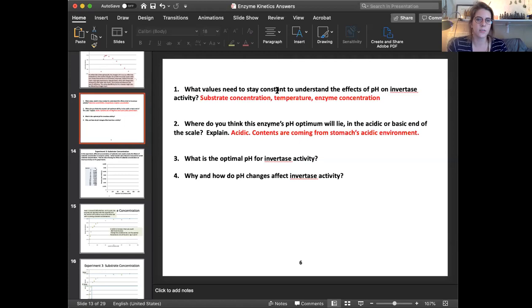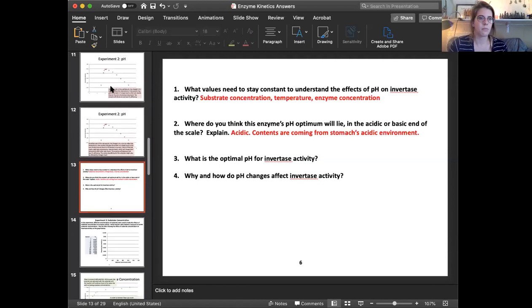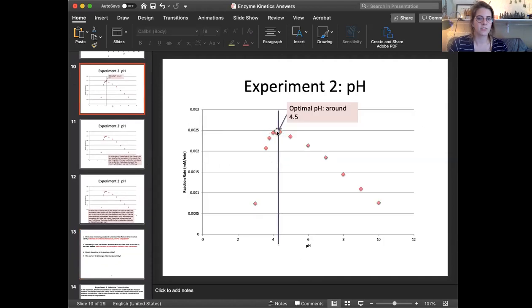For number 2, where do you think this enzyme's pH optimum will lie? The reason we're able to provide an answer is because we're given that context about its location in the human body. If this was an exam and I just gave you the name of an enzyme, you most likely wouldn't be able to accurately predict that. So yes, the context does matter. The optimal pH is just the pH at which you reach the Vmax, which we can see from here. Vmax is reached here, so we look at what pH that is, about 4.5.